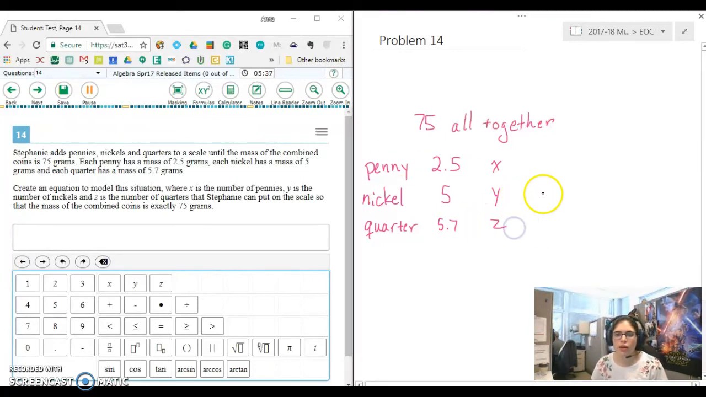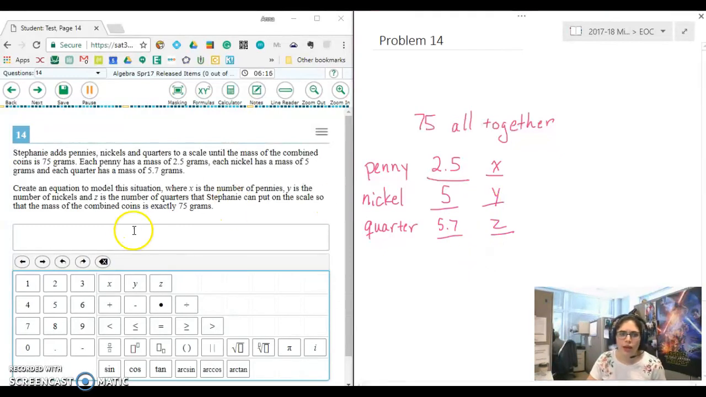So now I have a more visual representation of this information. It has to be 75 grams altogether. Each penny is 2.5 grams, each nickel is 5 grams, and each quarter is 5.7 grams. And for each weight in each category, I need to take the weight per penny and multiply that by the number of pennies, or the weight per nickel and multiply that by the number of nickels, which is our variable. So for each of these situations, we need to take our weight and multiply them by our variable, which represents the number of coins we have in that category.